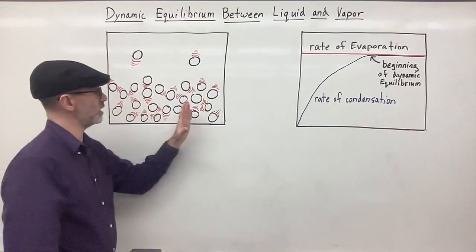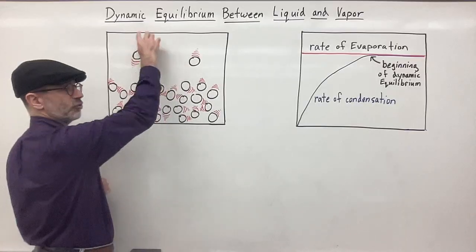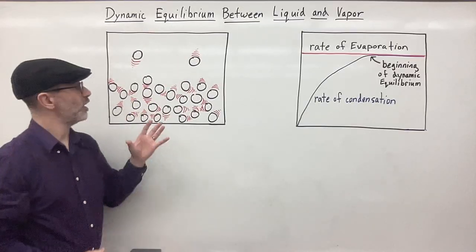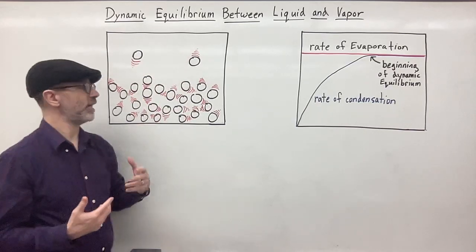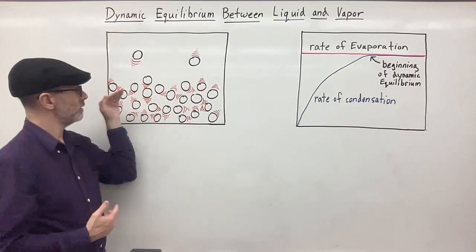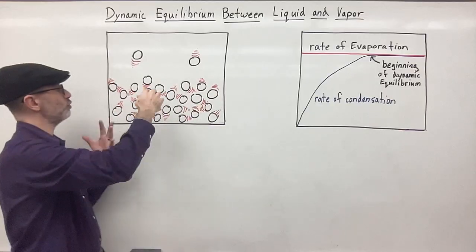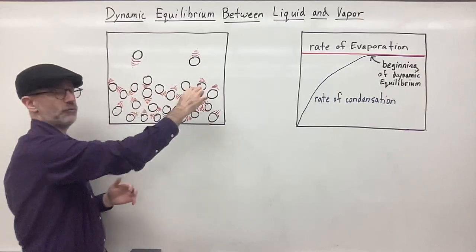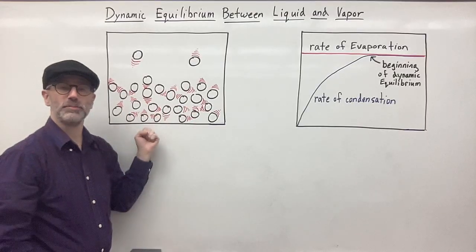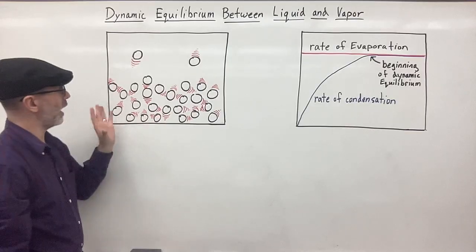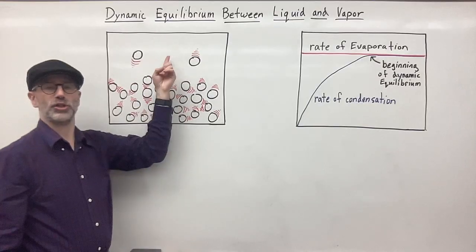As the process of evaporation occurs, more and more particles are going to join the vapor phase. The more particles that join the vapor phase, the more likelihood that you're going to get more particles striking the surface. They're going to come back and hit the surface, and then they're going to be reabsorbed into the liquid phase. So as time goes on, as more is evaporated, more particles are going to join the vapor phase.